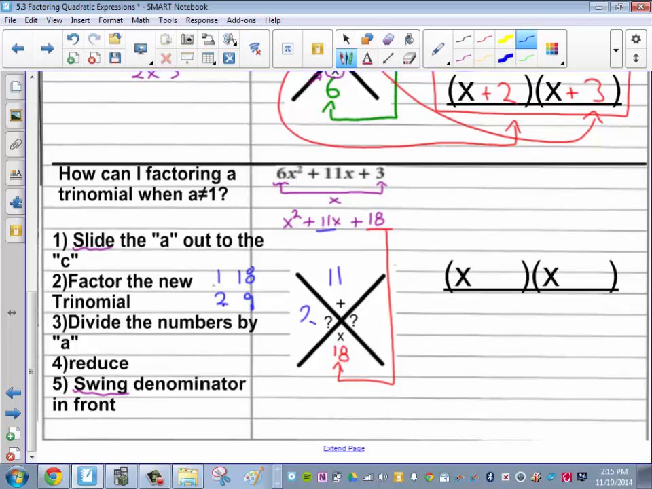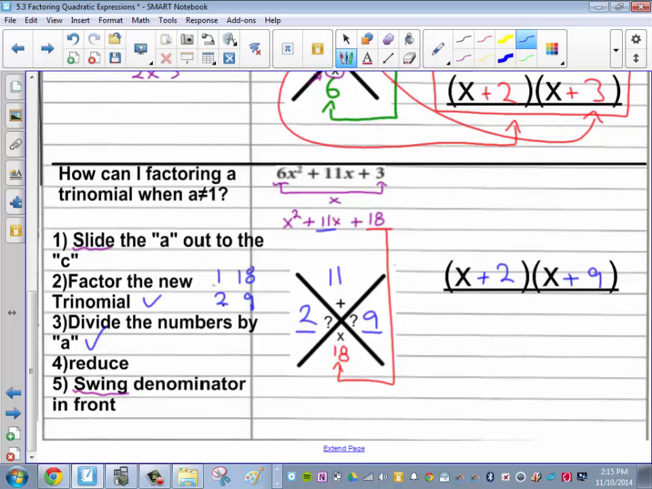So I got my 2 and my 9, and I take these and I put them over here. So I got x plus 2, and I got my x plus 9. So I did factor the new trinomial, check that off.